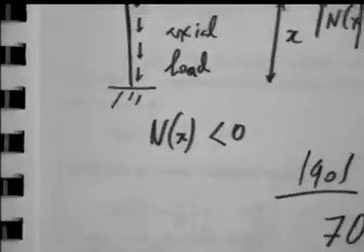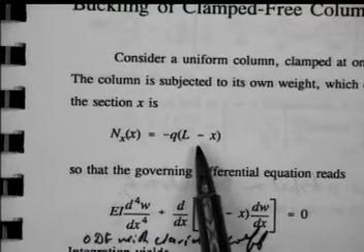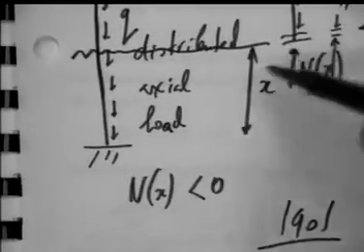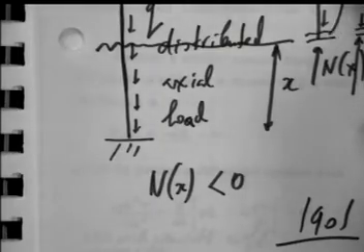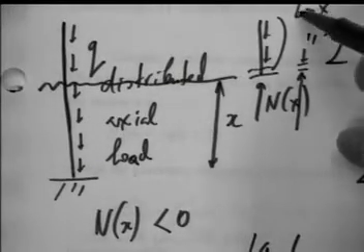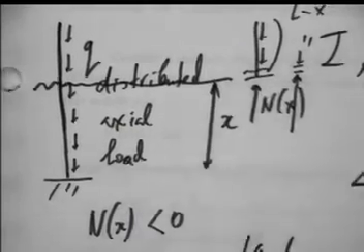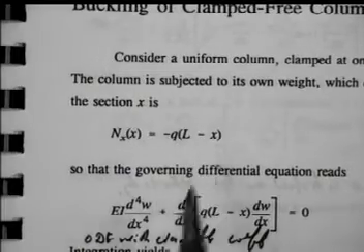But now, n is negative. Now, how much is n? It's written here. N is minus q, L minus x. Because this is x, and this one is L minus x. So L minus x times q equals n of x. And it is negative, minus q L minus x.